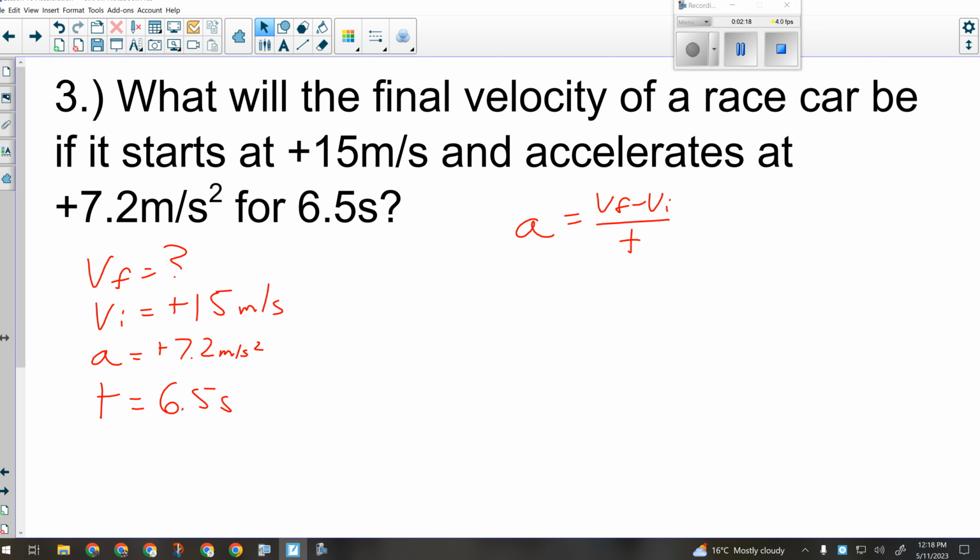All right, so I need to manipulate this formula so that it solves for VF. According to the rules of algebra, I should move what's not attached to VF first. T is not attached to VF, so I'm going to multiply both sides by T. T will come over here. And then I want to move VI. Right now I'm subtracting VI. If I want to move it, I do the opposite, so I do addition. That means VI plus T times A gives me VF. So VF will be positive 15 plus 6.5 seconds times 7.2 meters per second squared.